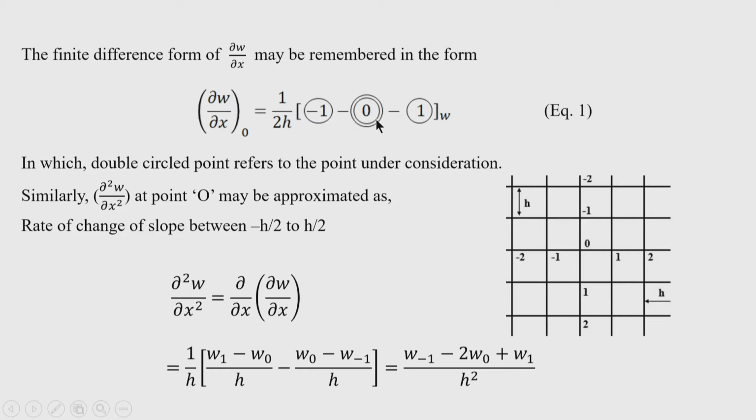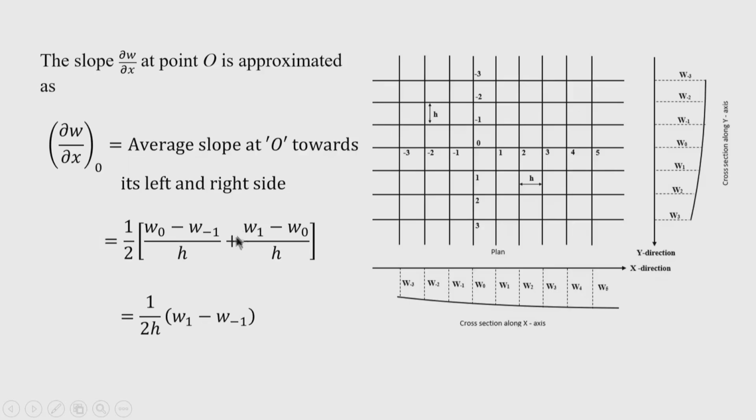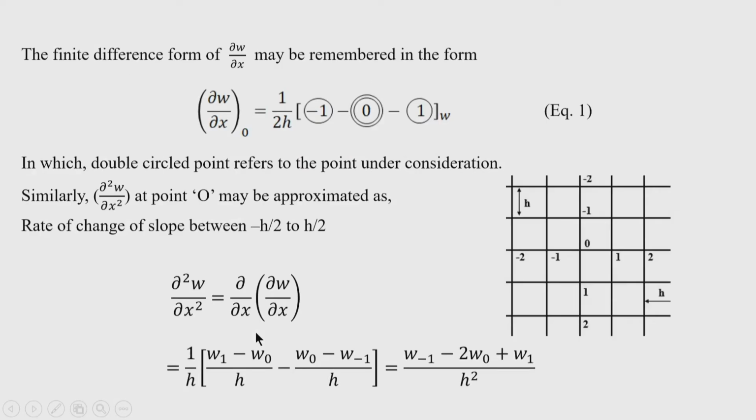So, here you can see in the earlier case the final result is dw by dx at O equal to 1 by 2h into (w1 minus w minus 1). So, there is no value of w at 0 appearing in this equation. Therefore, if I write with 3 quantities, that means the coefficient of w naught is 0, there is the center point. So, I can remember that this point is the node.